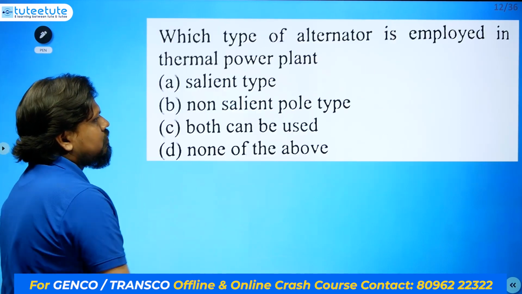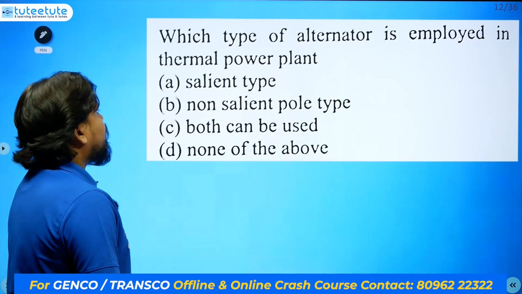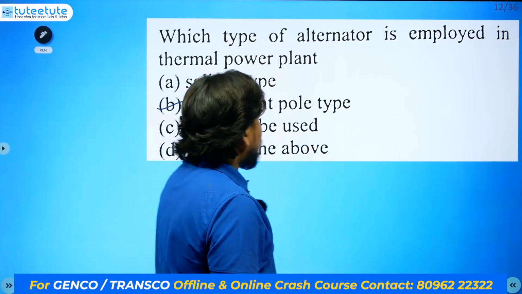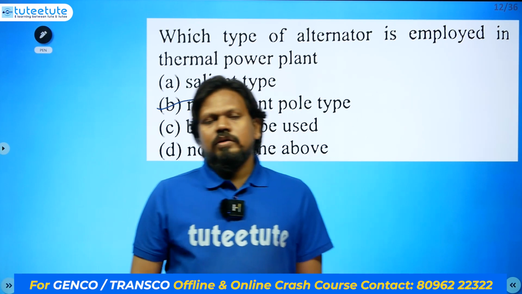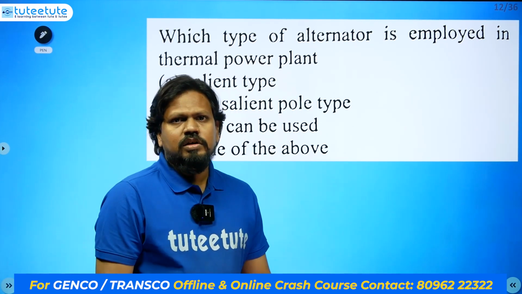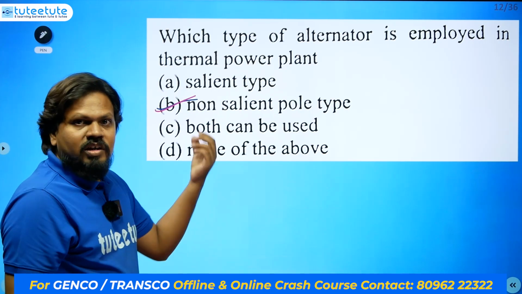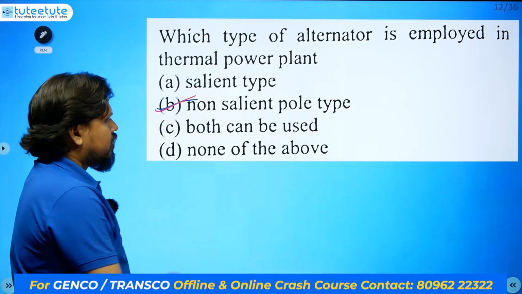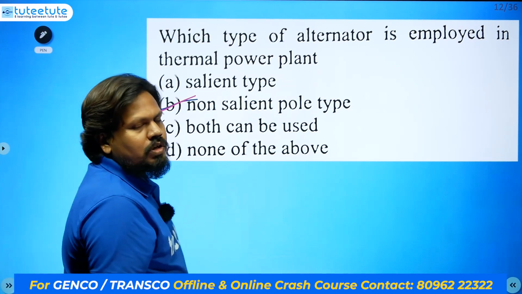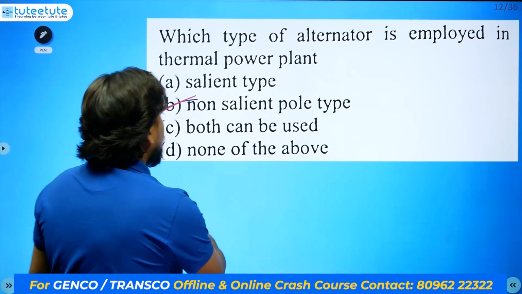That's the answer, okay. So next question, which type of alternator is employed in a thermal power plant? Directly, non-salient pole type. If you are from electrical, you will understand this from the machine subject. Otherwise, just directly remember this one, no need of more explanation. It will take a lot of concepts, so slowly, one by one, we'll discuss alternators in the machine subject.